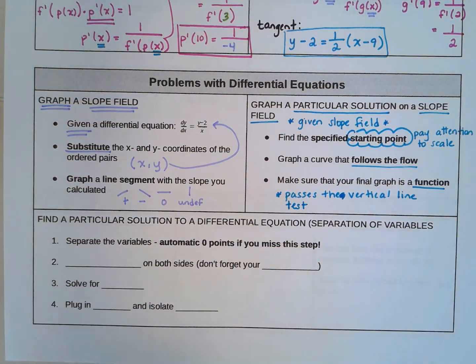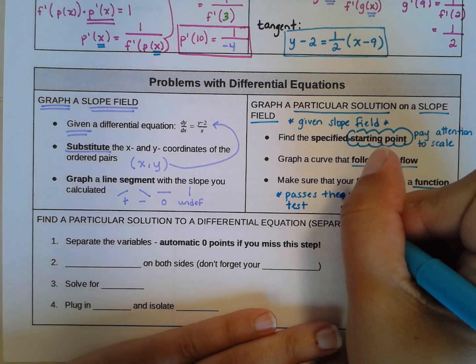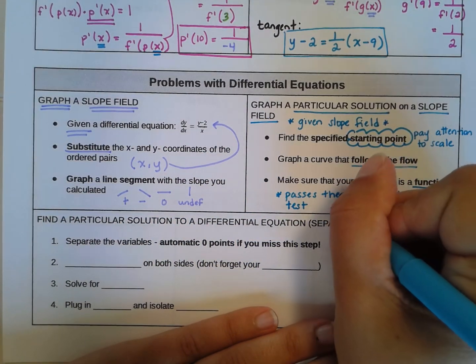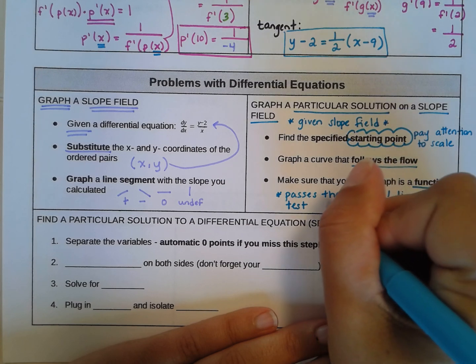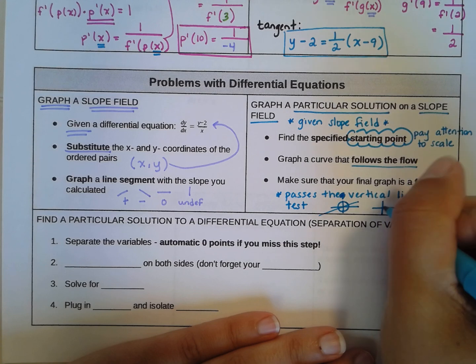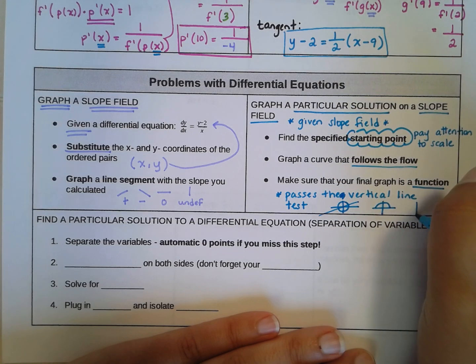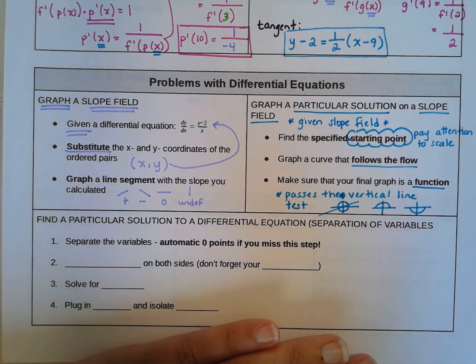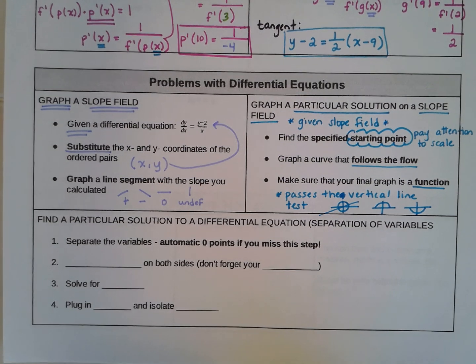If you feel like your graph should be a circle, it should not be a circle because a circle would not pass the vertical line test. So if your graph feels like it should be a circle, that is wrong. Instead, you should have a graph that's either just the top half of the circle or just the bottom half of the circle. But your graph is never going to be a full circle because it does not pass the vertical line test.